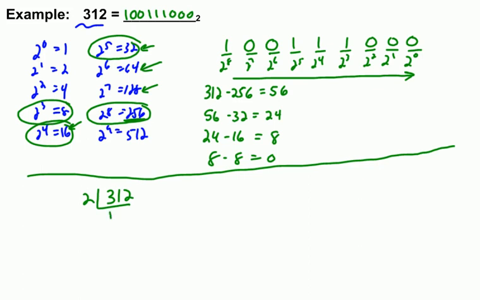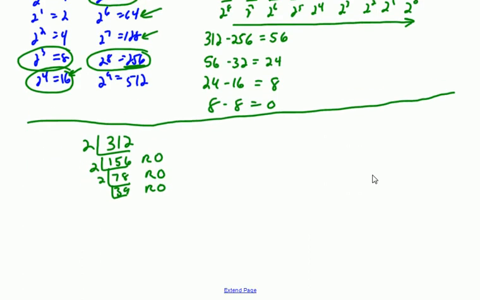Well, that is going to go in 156 times with the remainder of 0. Okay? 156 and 156 is going to give me 312. I divide by 2 again. Right, that's going to give me a 78 with the remainder of 0. I divide by 2 again. That's going to give me 39 with the remainder of 0.